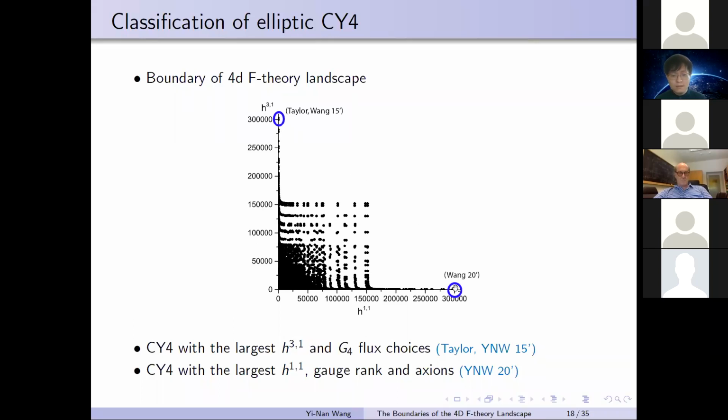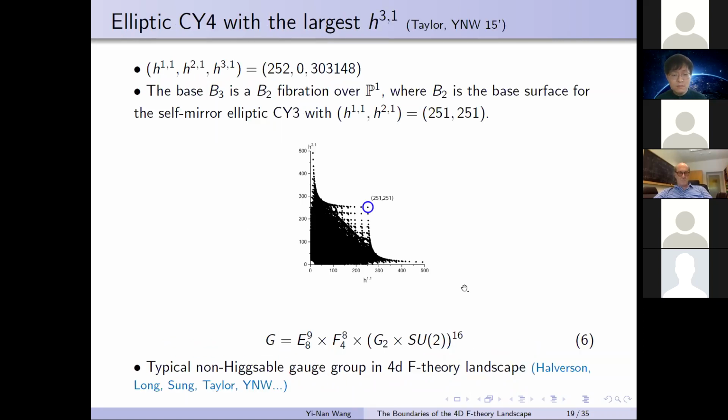On the other hand, for the elliptic Calabi-Yau fourfold with the largest h11, at this point, geometrically this is exactly a mirror of that guy, as you can see from the reflection. So this particular F-theory model will contain the largest gauge rank and the largest number of axions in the known N=1 string landscape. Okay. So first, I'm going to talk about basic results on the elliptic Calabi-Yau fourfold with the largest h31.